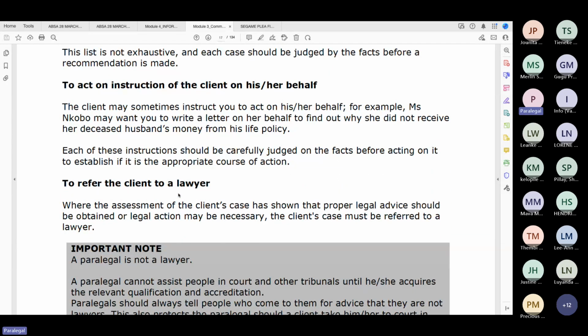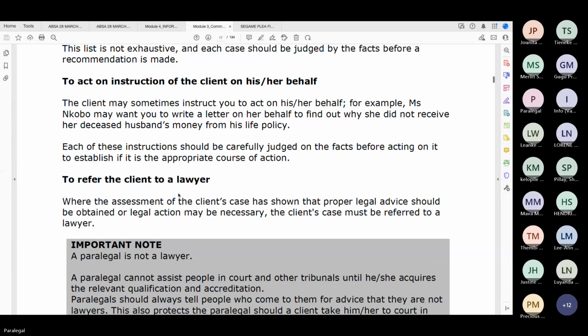To act on instructions of the client, I'm going to take you through this in the next 5 minutes. Acting on the instruction of the clients, I see what they have written there. This is what is important with me.